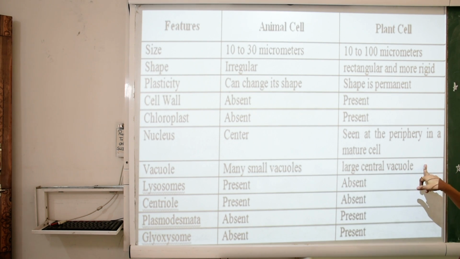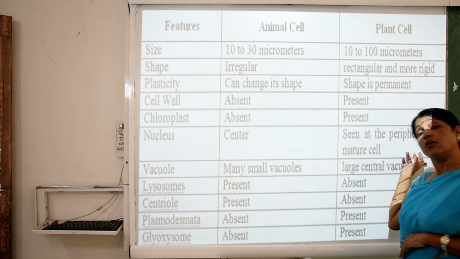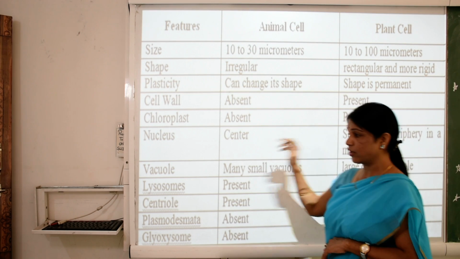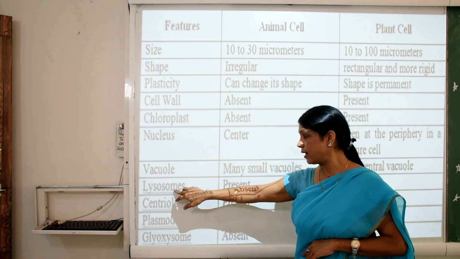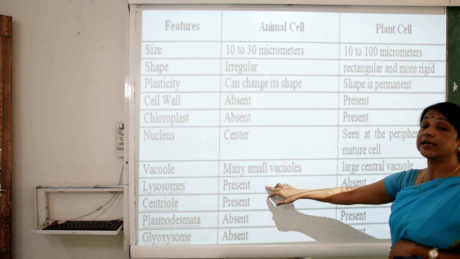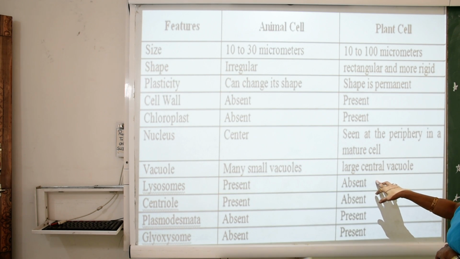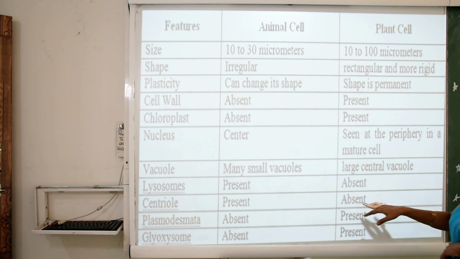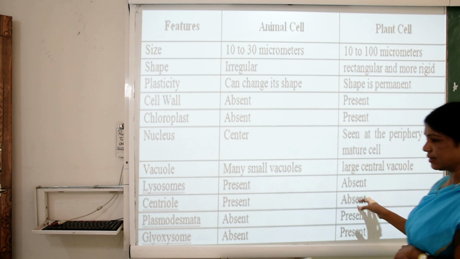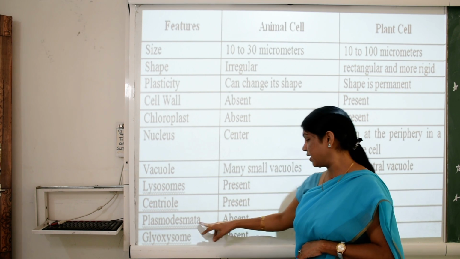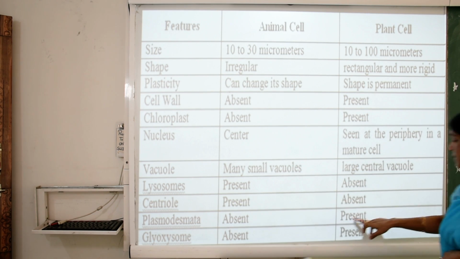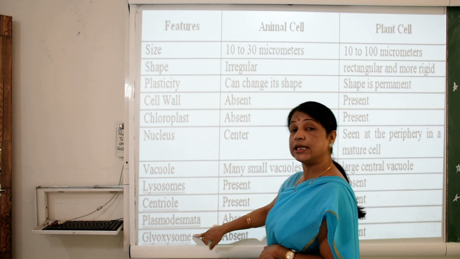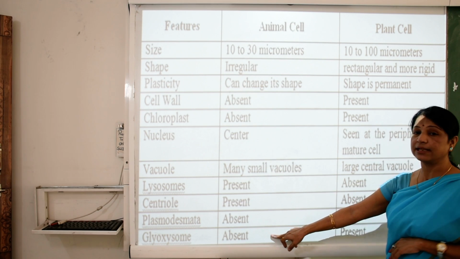What is the role of the vacuole? It collects lots of water, so that is why plants have the large vacuole. Now further we talk about the lysosome. It is present in the animal cell. It is absent in the plant cell. Centriole. It is present in the animal cell, absent in the plant cell. Plasmodesmata. It is absent in the animal cell, and it is present in the plant cell. And glyoxysome. It is also absent in the animal cell.